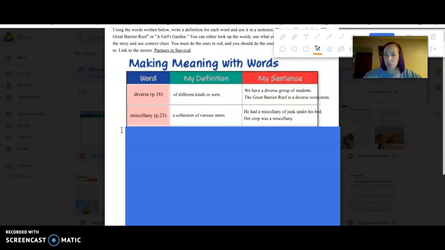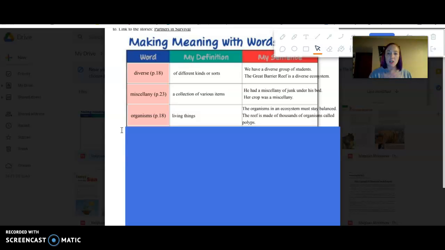Miscellany. This is a very strange word that you don't hear very often. It's kind of related to miscellaneous, which is, I would say, just a different way of saying the same thing. So, a collection of various items. So he had a miscellany of junk under his bed. It's kind of a collection, various items. In the story and the poem, it talks about how her crop was a miscellany, because she had a lot of different plants she was growing.